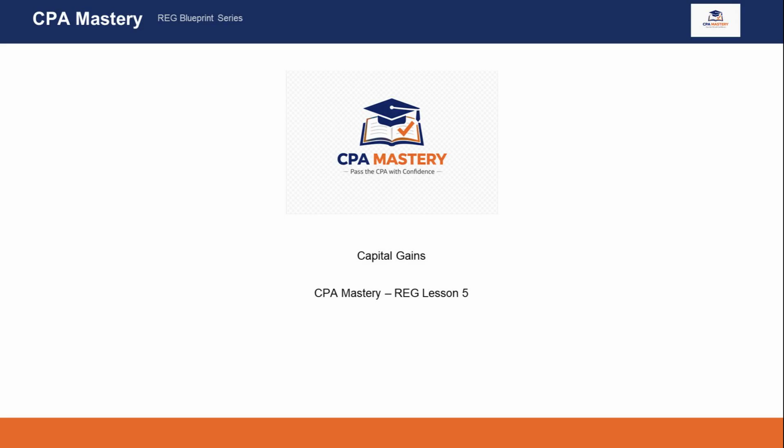In this lesson we focus on capital gains, which occur when a taxpayer sells property for more than its adjusted basis. Capital gains are heavily tested on the regulation section of the CPA exam because they combine several important concepts including basis, amount realized, and holding period. Understanding how to calculate a capital gain and determine whether the gain is short-term or long-term is essential for solving exam questions. By the end of this lesson you should be able to calculate capital gains correctly and understand how the holding period affects the tax treatment applied to those gains.